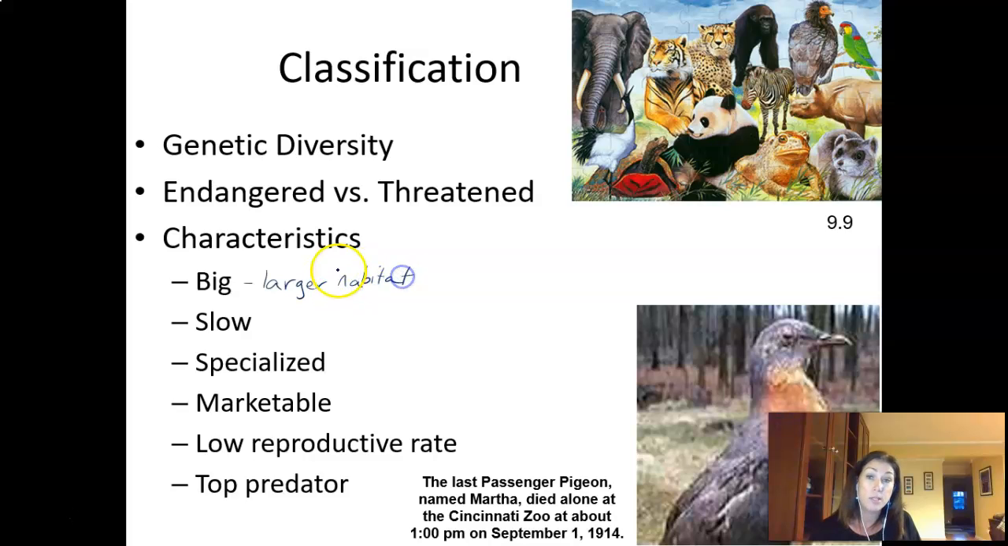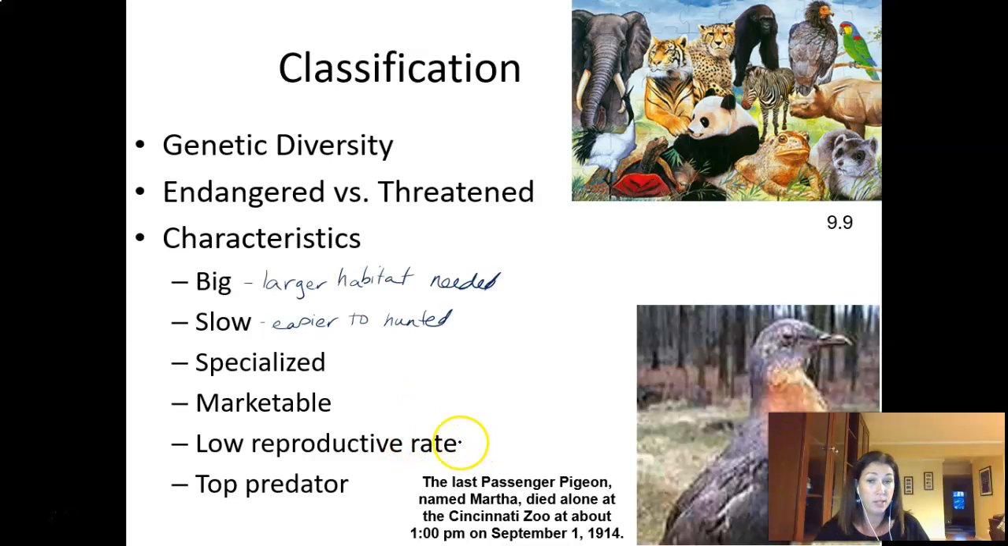Being slow is a problem because often these animals are hunted and they need that speed as an adaptation, so a slow animal is easier to hunt. If they're a specialist, they can't adapt to changing environments. They can't find new food sources, so a specialist is more vulnerable to extinction than a generalist. If they're marketable, if they have fur or body parts that humans want, we're going to hunt them more often.